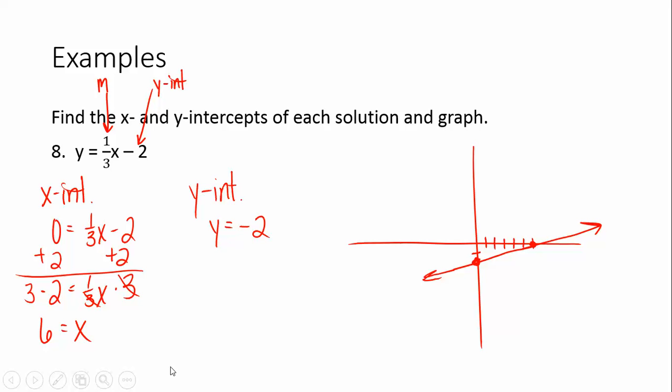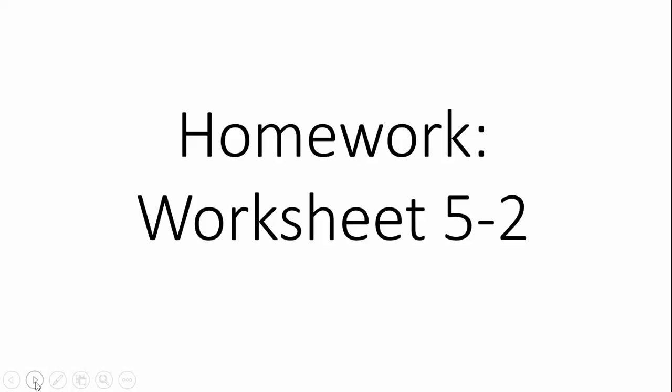So just because the equation isn't written in standard form doesn't mean you can't still find the x and y intercepts. You do have the option to rewrite that equation into standard form and then try to do it. You could get rid of the fraction first and then solve, or do it the way I did it, just leave the fraction there. In class, we will work on worksheet 5.2.